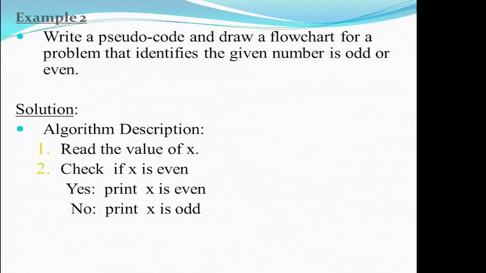Then check if that number is even or odd. If x is even, print "x is even". But if it is not even, print "x is odd". That is what we do. Let us draw the flowchart.